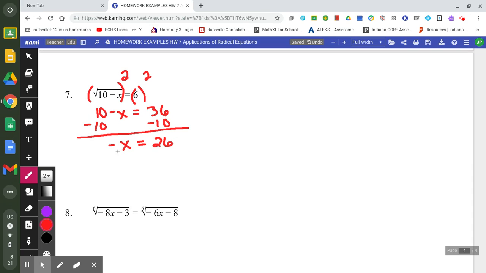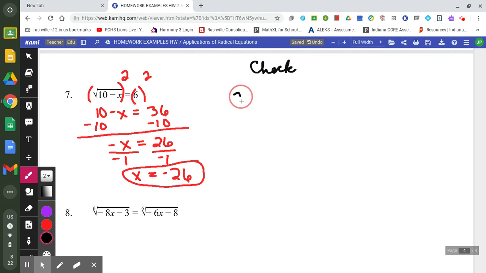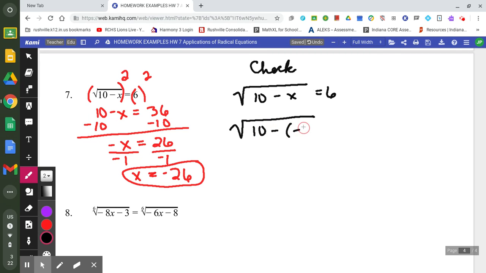We cannot have a variable with a negative number, so I need to make sure that I am dividing by -1. And then the check is taking that original equation, and I'm going to plug in this -26. So 10 minus, and then the x was -26. So this is really 10 plus 26. And the square root of 36 is in fact 6. So because that checked out, then -26 is the correct answer.